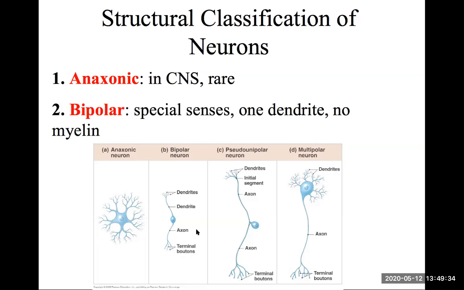All right, second one, bipolar. This is associated with the special senses, like your sense of smell, for example. It's a little bit different because in this case, the dendrites merge together. So the big difference is, notice these are the dendrites, but instead of multiple dendrites coming in to the soma, the multiple dendrites merge into one to the soma to the axon. Really the big difference here is the merging of the dendrites, and these are not myelinated. So we're going to see bipolar neurons when we look at the special senses.